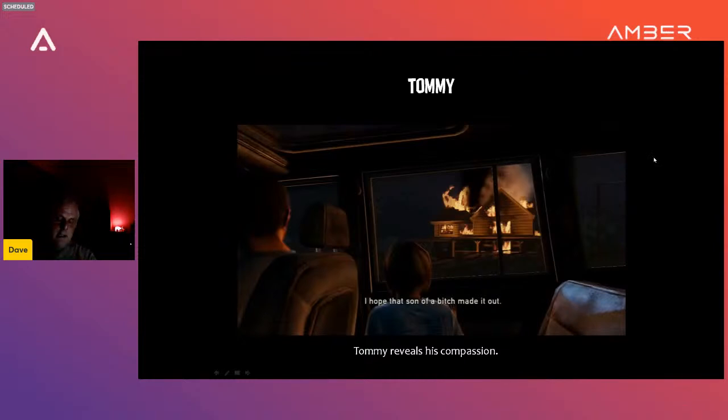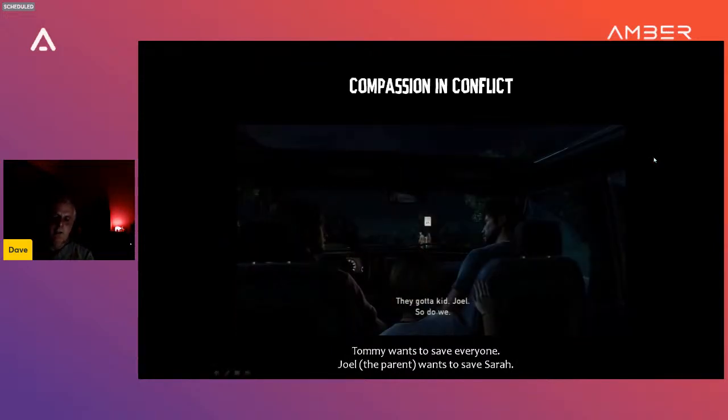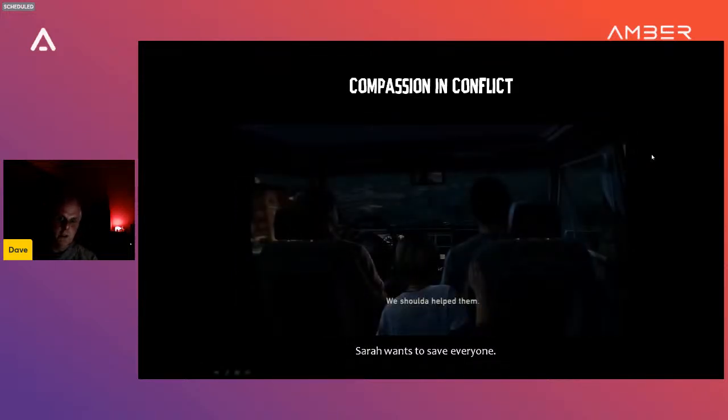And this leads to this really, I absolutely love this wonderful conflict of compassion. Don't worry so much about Tommy, but look at how the compassion of Joel is different to the compassion of Sarah. Joel is the parent, and the focus of his compassion is his offspring, is Sarah. They got a kid, Joel. So do we. So Tommy wants to save everybody. Joel wants to save Sarah. And that conflict, Sarah wants to save everybody. We should have helped. That's a really interesting choice that these characters are making, which is revealing something about them.